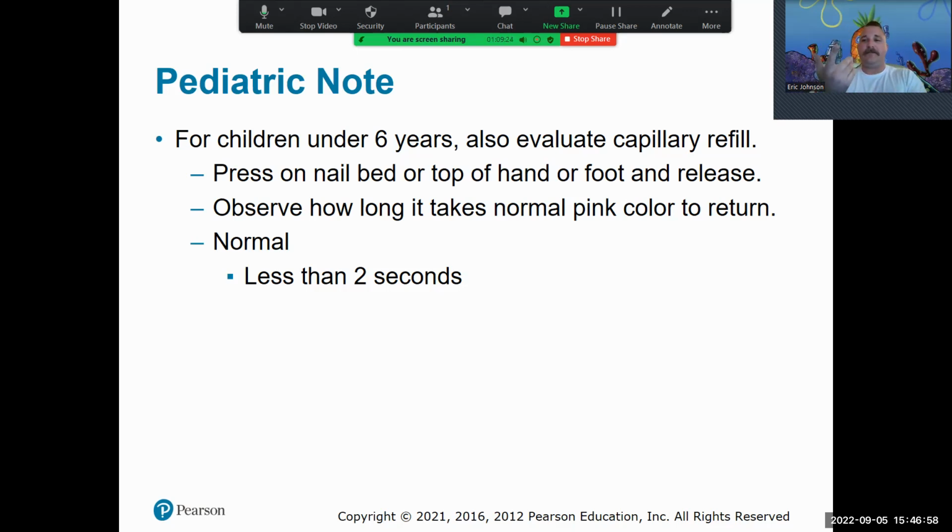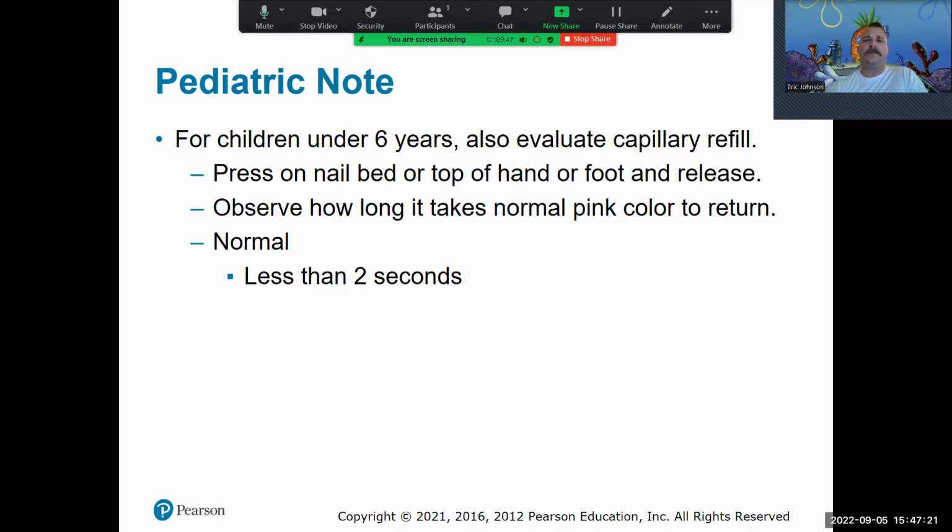We can go ahead and just flip, and we can use the pad of the finger. And we can also do the top of the hand or the top of the foot release. Basically, what we're trying to do is find an area that's not covered in muscle, adipose, or fat tissue, or anything else that's going to take longer to respond. So we're looking at the extremities, and we're going to be pressing down, and we're making sure that the blood returns in less than 2 seconds.